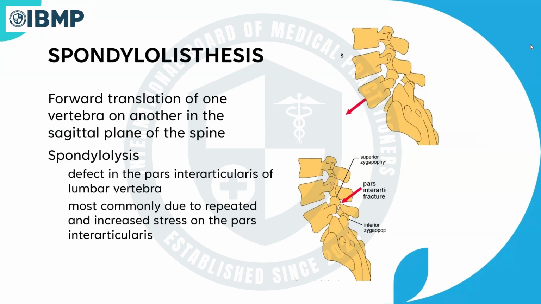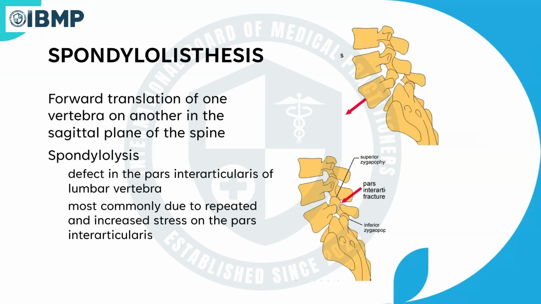Okay, so as you can see in the diagram, if you trace the posterior border of the vertebra, this is L3, L4, L5, it ends here, whereas the S1 is here. So basically, the L5 has shifted forward over the S1 vertebra. So there is a spondylolisthesis.